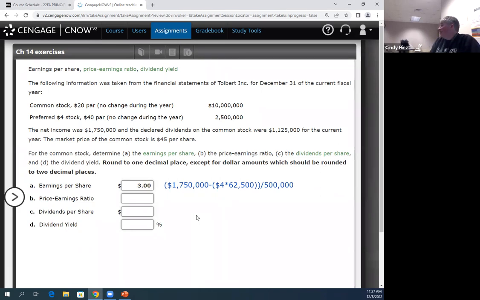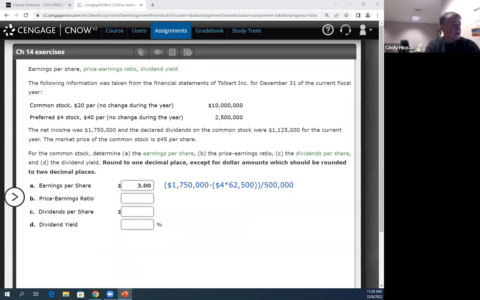Is that good or bad? I don't know because I don't know how much the stock cost. I know it tells us in the exercise, and that's going to come into our next calculation. So again, it's nice to know that our common stock earned $3 per share, but is that worth it? Well, if you paid $3 a share and it earned $3 a share, that's fantastic. If you paid $1,000 for the share and it only earned $3, that's not a very good return.